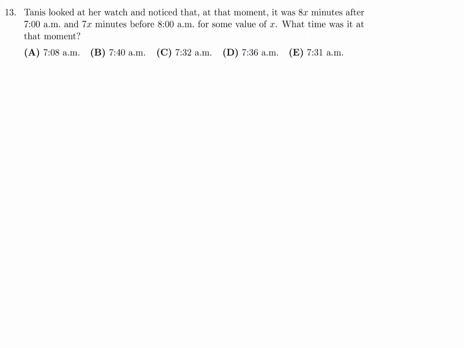Tanis looked at her watch and noticed that at that moment it was 8x minutes after 7 a.m. and 7x minutes before 8 a.m. for some value of x. What time was it at that moment? Well, 7x before and 8x after, so 7x plus 8x must cover the full hour, which is 60 minutes. So that means 15x is equal to 60. x is equal to 4.